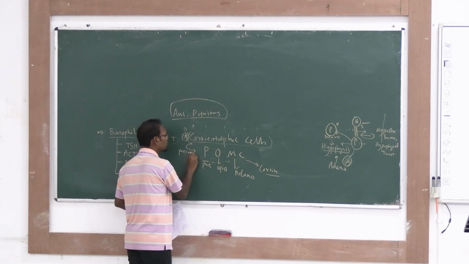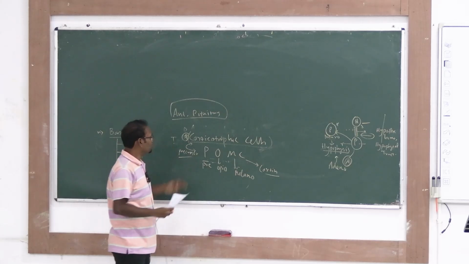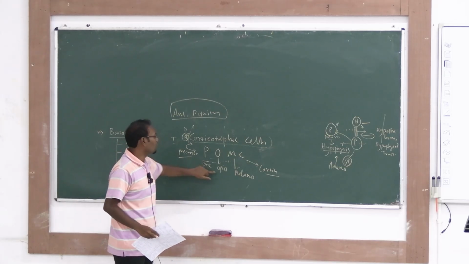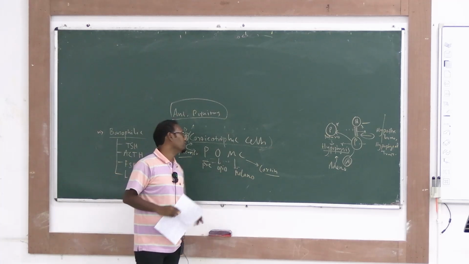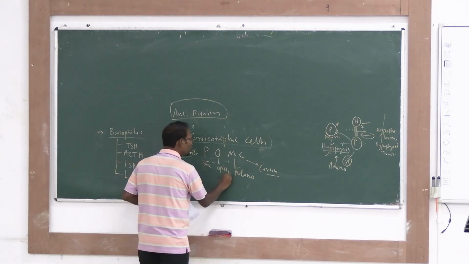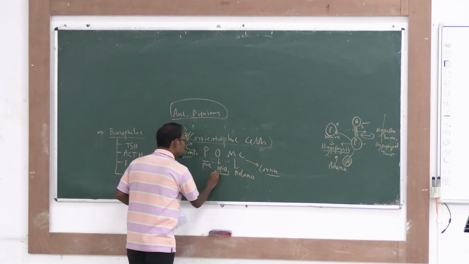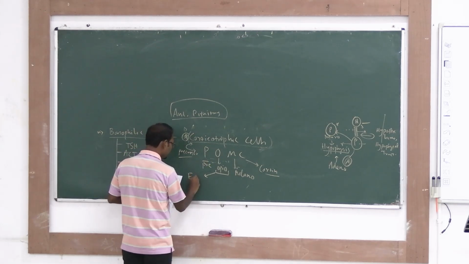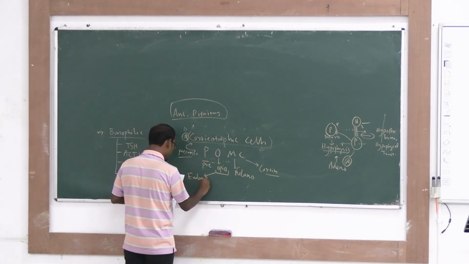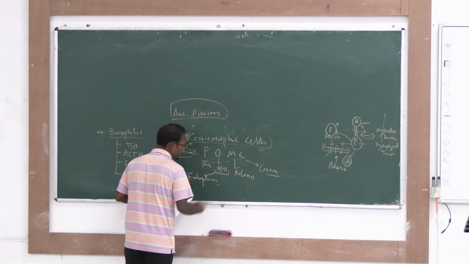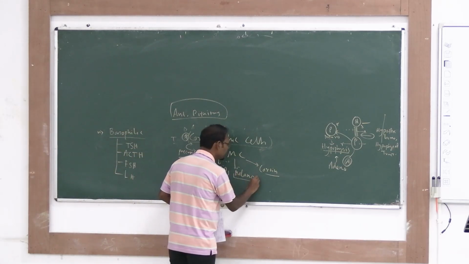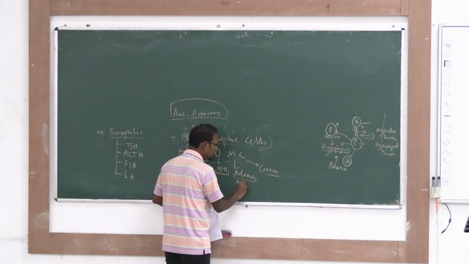Look, precursor, that's why the word pre is here: pre opio melano cortin. There is a hormone called opio endorphin that is released from these cells. Endorphins. Next, melano. What will melanocyte release? MSH, melanocyte stimulating hormone.